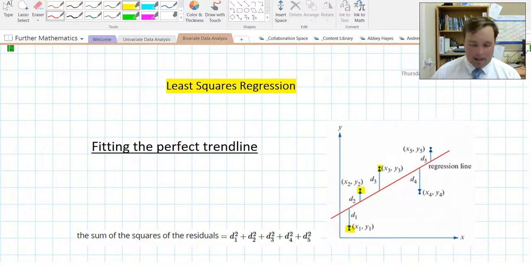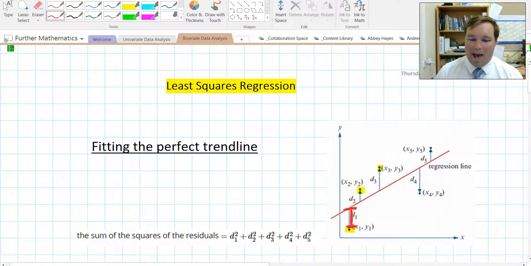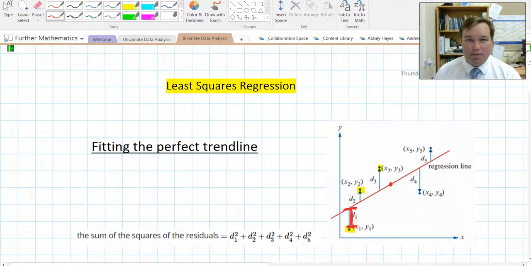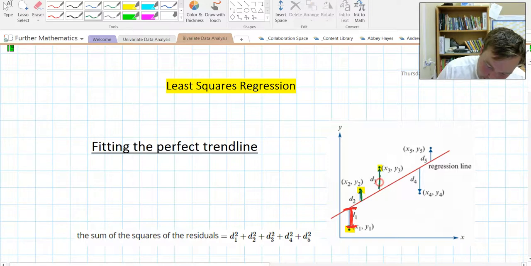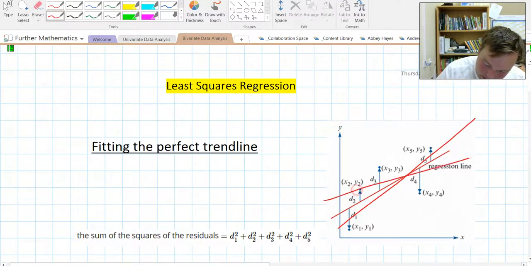to miss it. Now each time we miss by a certain amount, this distance here to here, that miss is called a residual. It's the bit that we haven't covered. So it's a bit left over, hence the term residual. If we're exactly on the line, there is no residual. But you can see how each of these misses slightly. So this one misses above, below, etc.